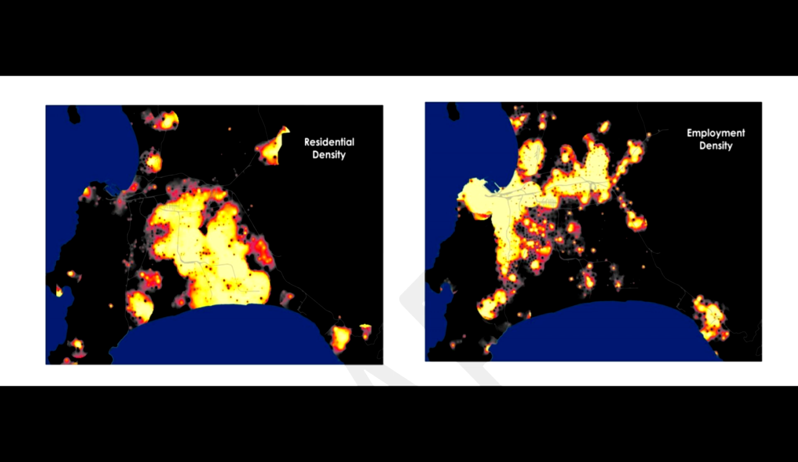On these maps, which I'm going to put on screen now, you'll be able to see where the vast majority of people live in Cape Town and where the majority of employment is. And you can see there's a massive mismatch between this, where people don't live where the employment is.